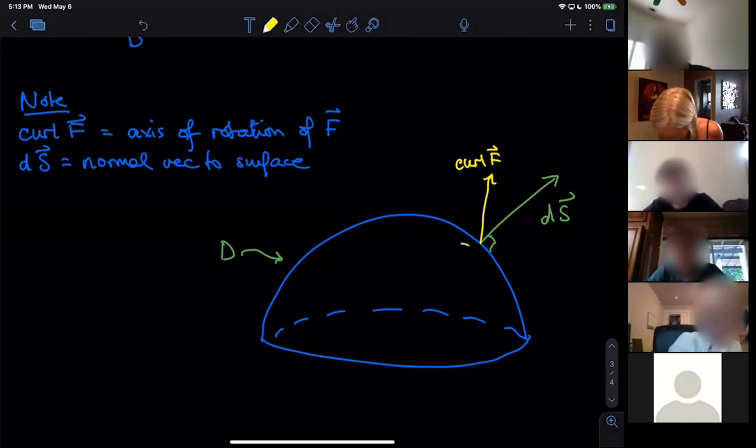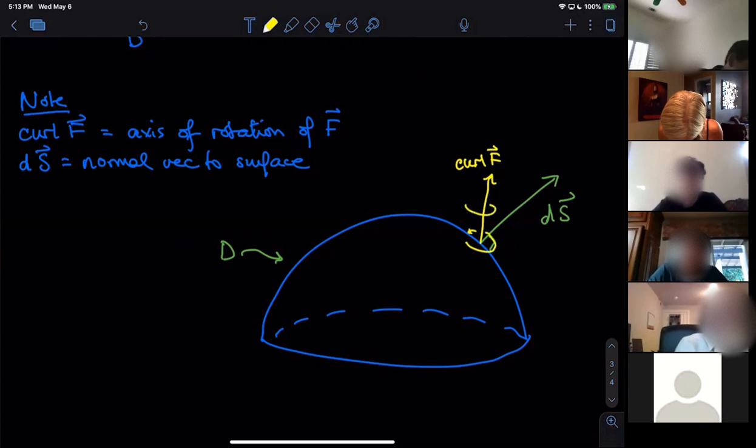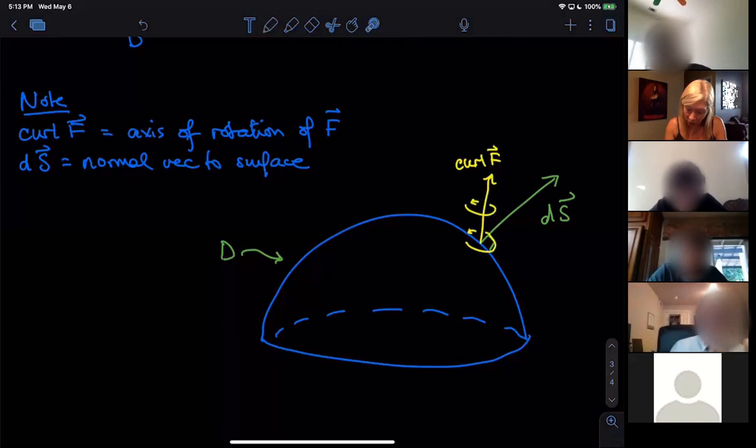Let me see if I can draw it in a way that's convincing. Ooh, that wasn't good at all. It's like this. Does that make sense? There's some rotation going on like that. I really shouldn't keep drawing it all the way up here because it's just happening right here at this point. But I'm just trying to give you the feeling for what's happening. It's rotating like that.